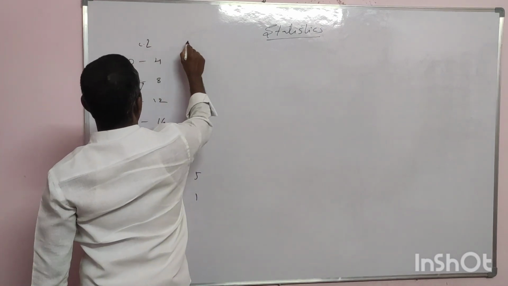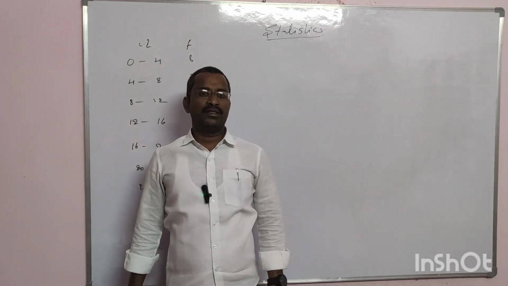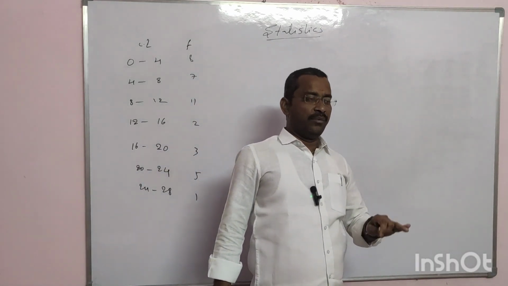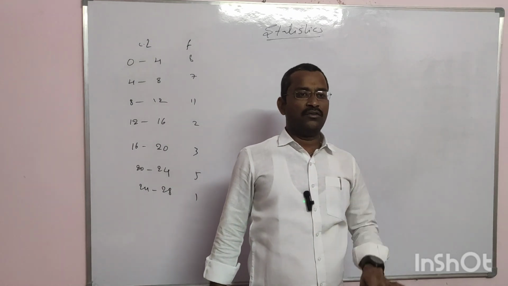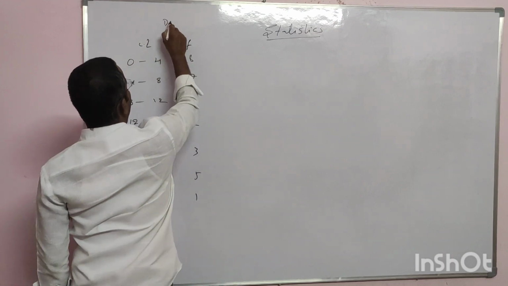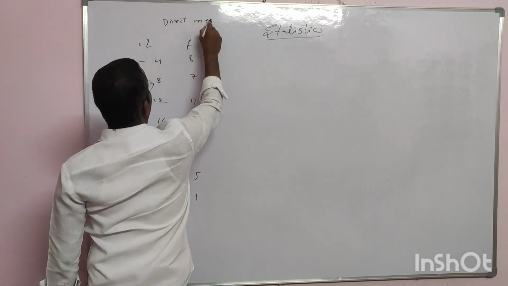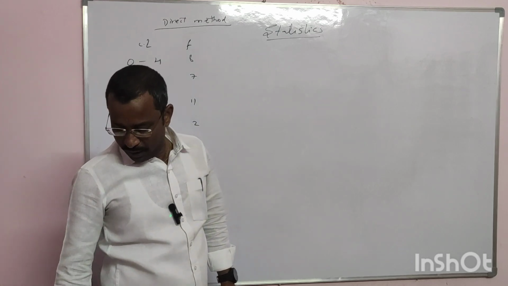And this is class interval and this is frequency. Let's find all the three methods: direct method, step deviation method, and assuming deviation method. First one, if you wanted to use the direct method, I am using the direct method. What to do in the direct method?